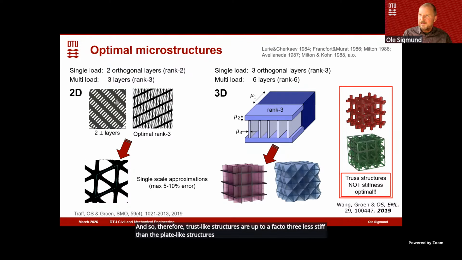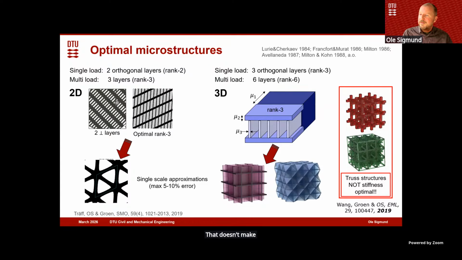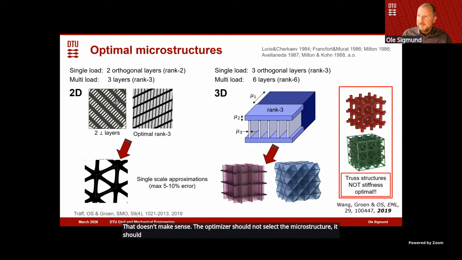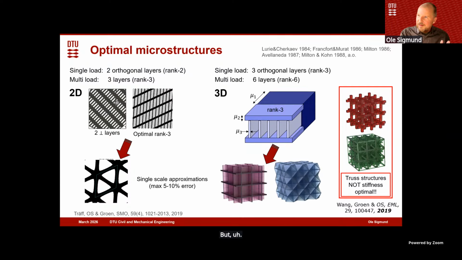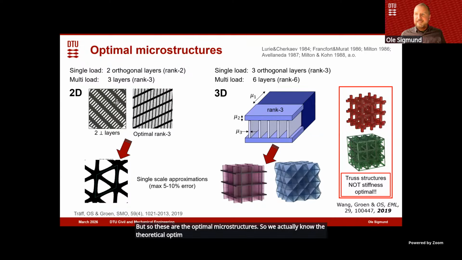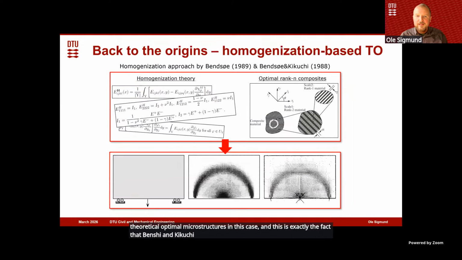So that's very important, and I think it causes a lot of confusion when people say, I do topology optimization with truss-like structures for stiffness. That doesn't make sense. The optimizer should not select the microstructure, it should select the solid material and not the truss if the goal is just to optimize stiffness. So I'll come back to that, but that's a common misunderstanding. But so these are the optimal microstructures. So we actually know the theoretical optimal microstructures in this case, and this is exactly the fact that Bendsøe and Kikuchi used in their old works.